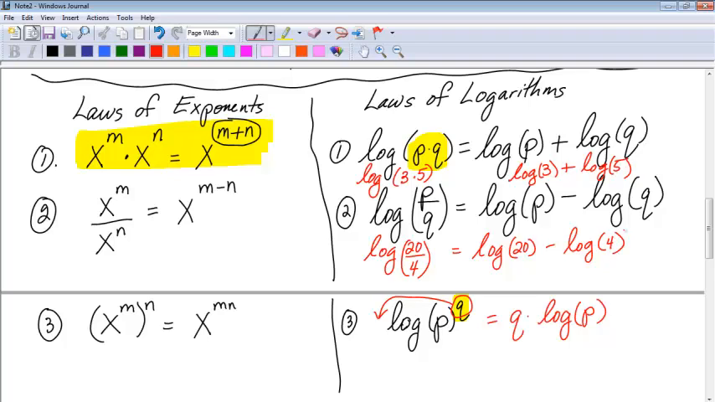Okay, so take the log of 20, close the parentheses, minus the log of 4. Okay, and you get the same answer, 0.6990 if you round it. Okay. This one, third law of logarithms. Let's say I have a log of, let's say 6 to the 5th power.